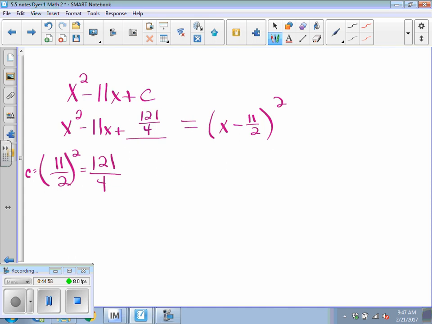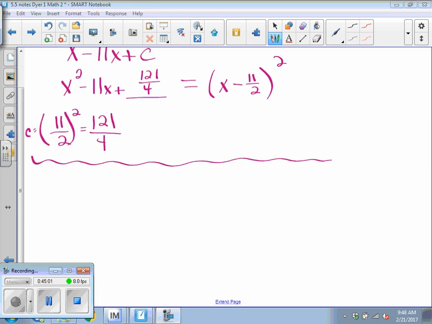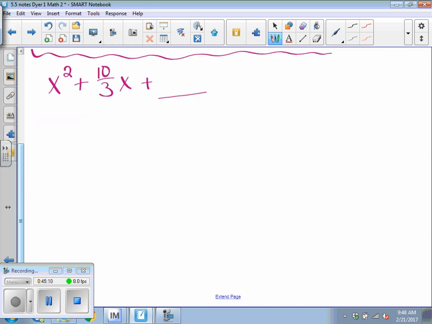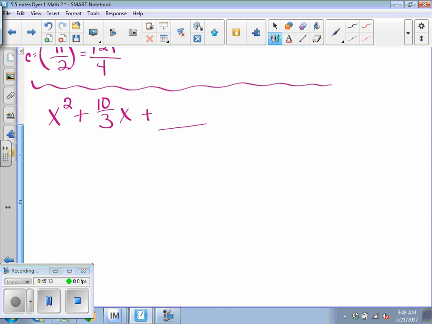Okay? X squared plus 10 thirds x plus c. We have to find out what goes there. Okay. We have to figure out what goes here. Now, the process doesn't change. You have to take b. What's b? 10 over 3. You have to divide that by 2. So you have 10 over 3 divided by 2.